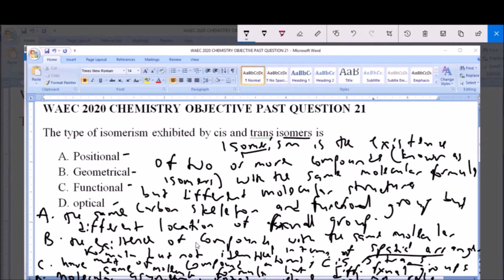So from the definitions we have given, we looked at option B, which is the geometrical isomerism, that talks about spatial arrangements of atoms, that is in the cis and the trans configuration. So cis and trans isomers are found under geometrical isomerism. So geometrical isomerism, option B, is the correct answer to this question.